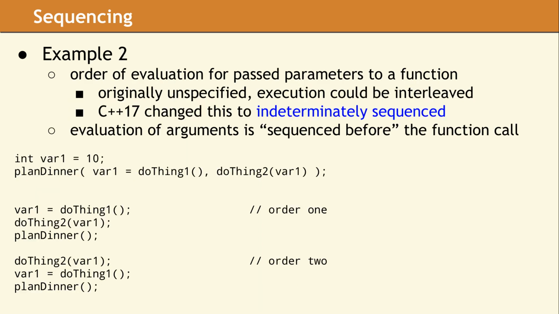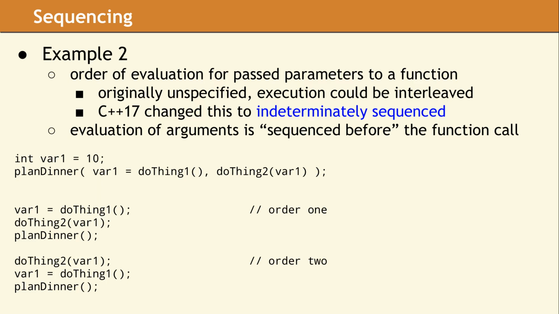Another area of the standard which was enhanced is the way parameters are evaluated. Prior to C++17, the order in which function parameters were evaluated was unspecified. In the call to the function plan dinner, these function parameters have a side effect, which is the assignment to var1. Since the order of evaluation of do thing 1 and do thing 2 is unspecified, and in fact, the read of var1 could be interleaved with the assignment to var1, this code produces undefined behavior.